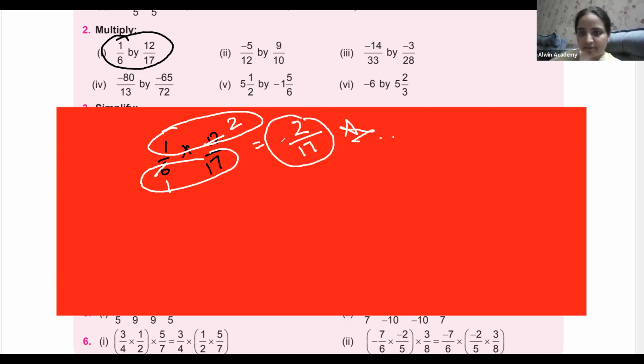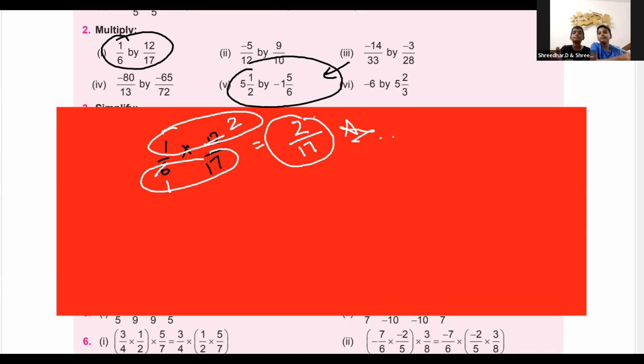Very good, Shrikant. Thank you, ma'am. Is this clear, everyone, or not? Yes, ma'am. Let's do it with a mixed fraction now. How does it make a difference? We know how to make mixed fractions into improper ones. First, we'll make them into improper ones. Then we'll multiply like we did right now. Let's do this. 5, 1 by 2 is what? 5 2s are 10. 10 plus 1 is 11.